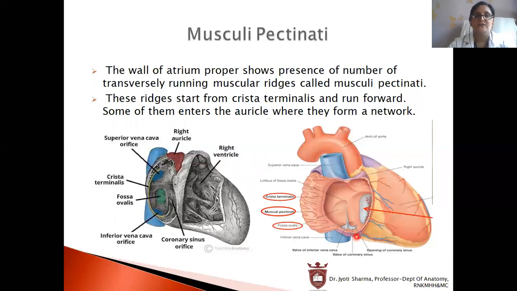Musculi pectinati. The wall of atrium proper shows presence of number of transversely running muscular ridges called musculi pectinati. These ridges start from crista terminalis and run forward. Some of them enter the auricle where they form a network. Here in the diagram we can see this is a ridge called crista terminalis and these are musculi pectinati.